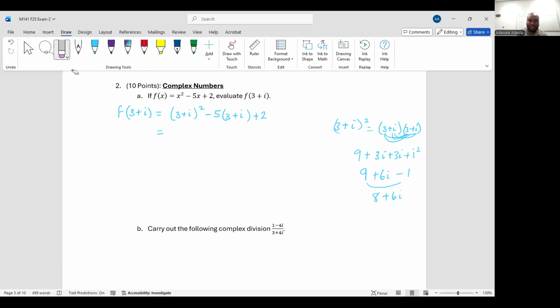So this turns out that I have 8 + 6i, then minus 5 times 3, that is 15. Minus times minus, minus 5 times i, that is −5i. Then plus 2. Then I can say this is 8 minus 15, that is minus 7, plus 2, so that is minus 5. Then I have 6i minus 5i, that is plus i. So the answer is −5 + i.